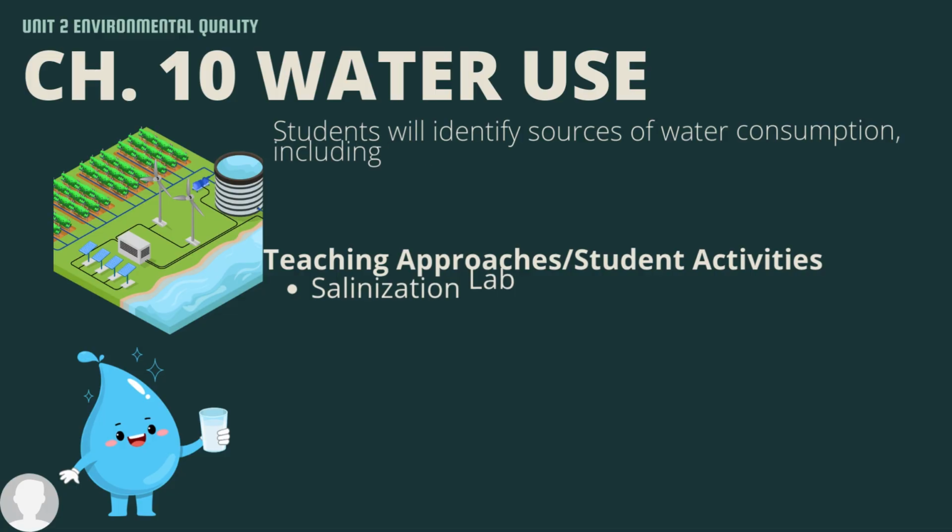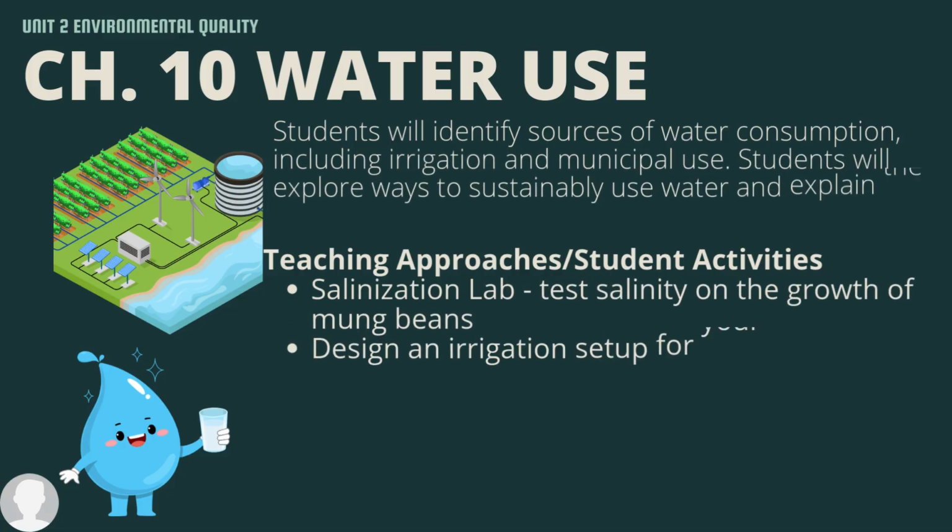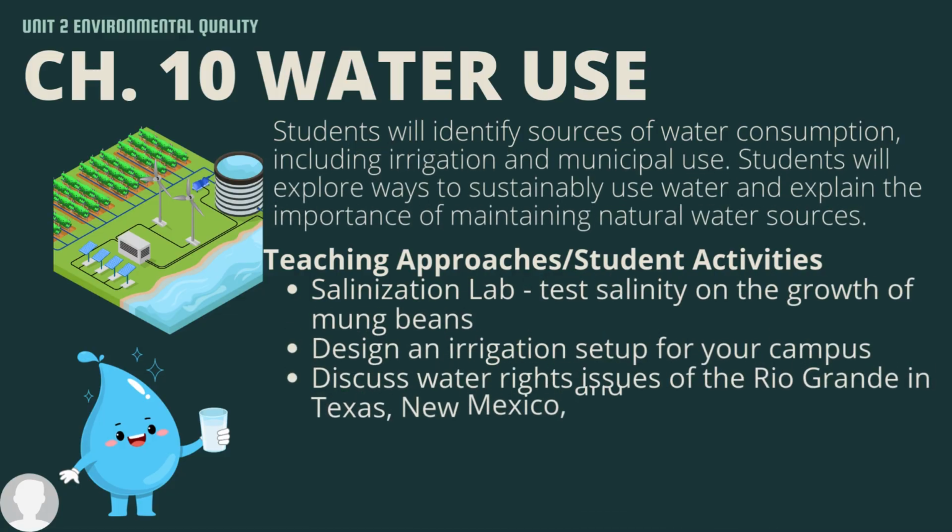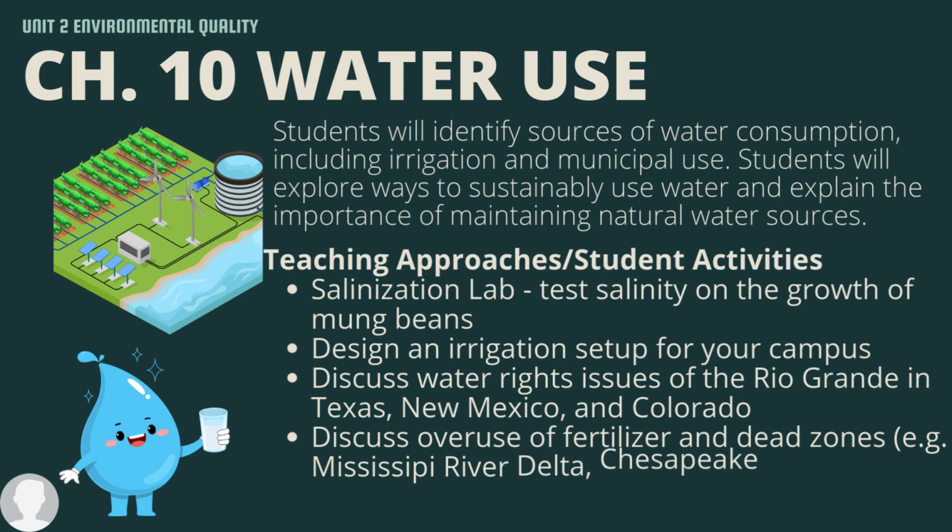Chapter 10 covers water use. So students are going to look at sources of water consumption, including irrigation and municipal use. Students will explore ways to sustainably use water and explain the importance of maintaining natural water sources.